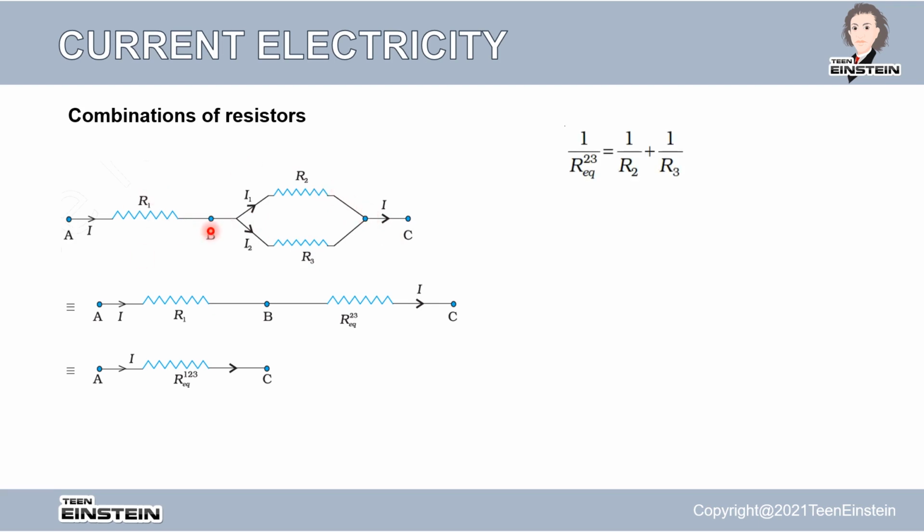So let's see how to do this. So first let's find out the R equivalent of this parallel combination. So 1 by R equivalent 23, 23 represents equivalent of these 2, equal to 1 by R2 plus 1 by R3. So let's simplify this further.